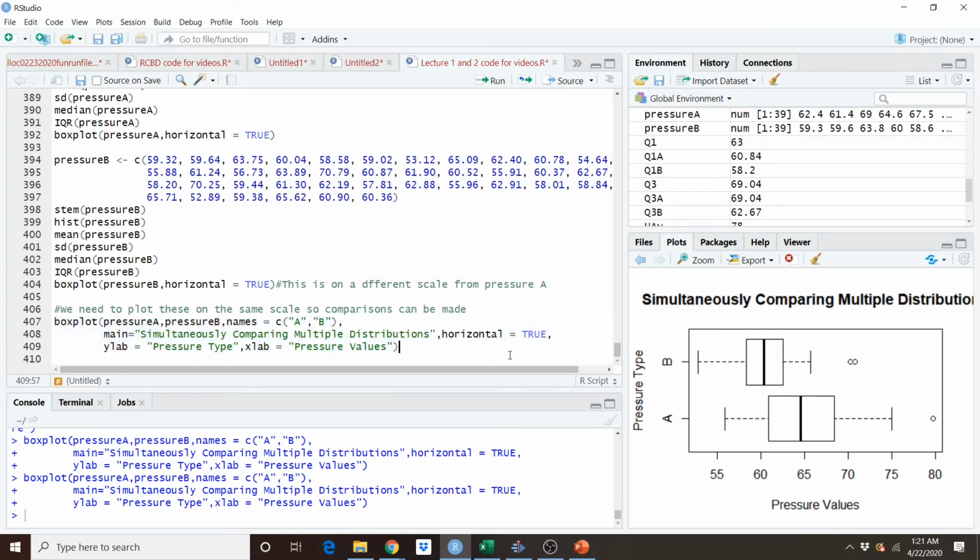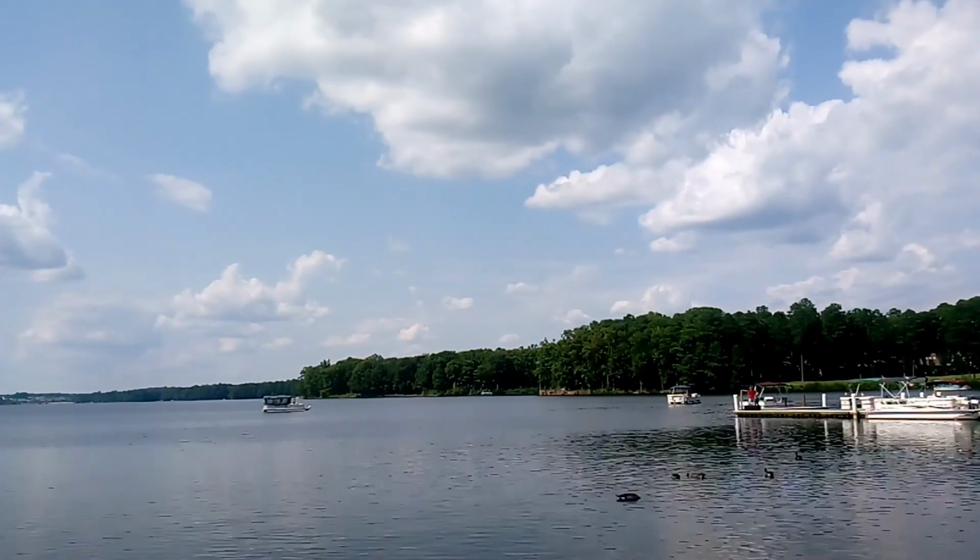Okay, so what have we been able to do? Well, we've been able to describe our centers, our spreads, our shapes, and our unusual features. And we've been able to compare these two distributions. So that does it for our video series on describing distributions. In our next video series, we'll discuss describing relationships between two variables. See you then.